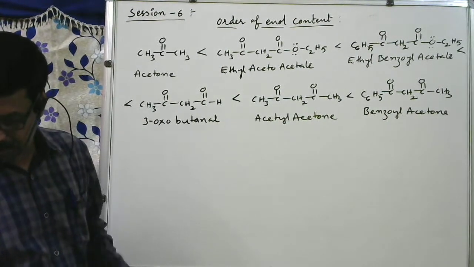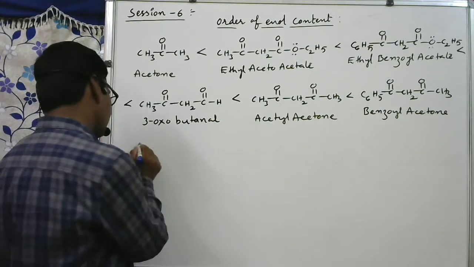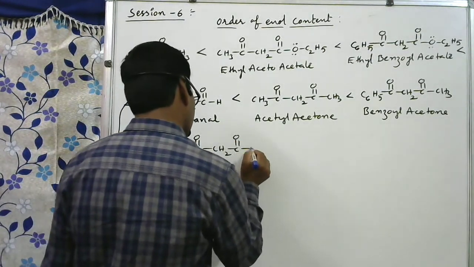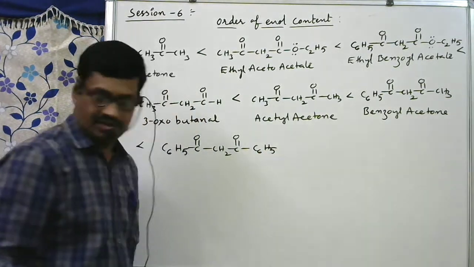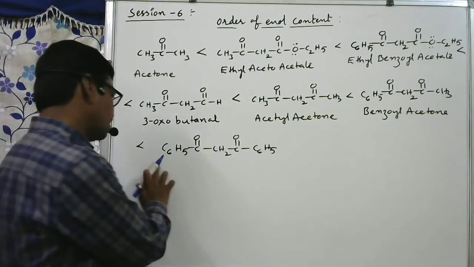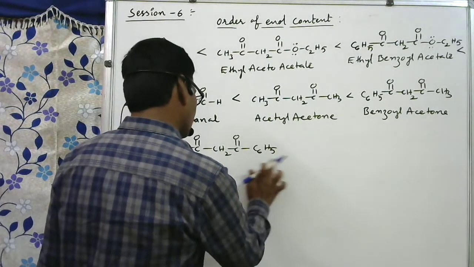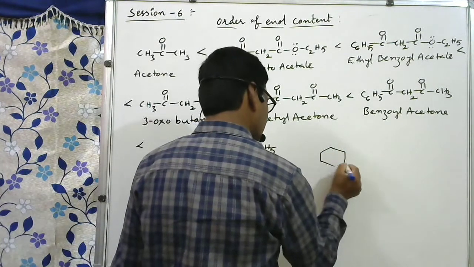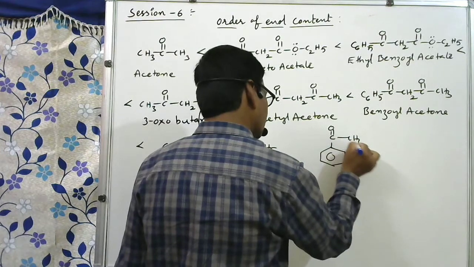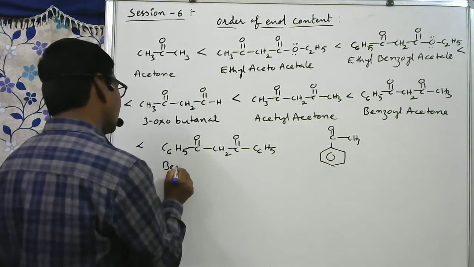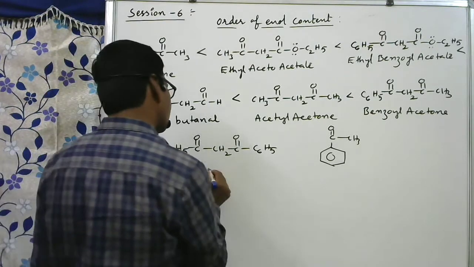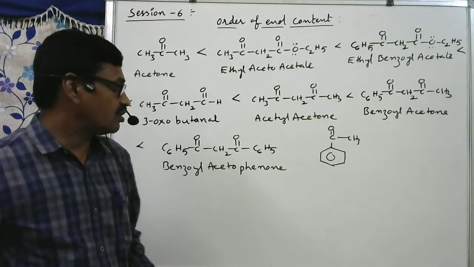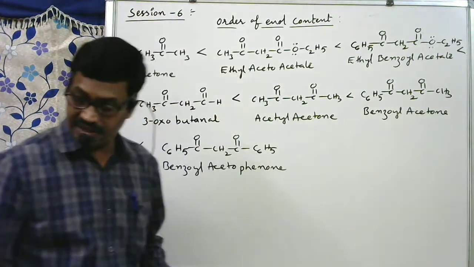Then lastly, both sides I am writing benzoyl. C6H5, C double bond O, CH2, C double bond O, here C6H5. This is benzoyl, and here also benzoyl is there. So we can say this is acetophenone. This total is acetophenone. We can write like this, no? This is the benzene ring, C double bond O. This is phenone. Here this is acetone. Acetophenone we can say. So here we can write benzoyl. This part is over, benzoyl. This side acetophenone. Benzoyl acetophenone.